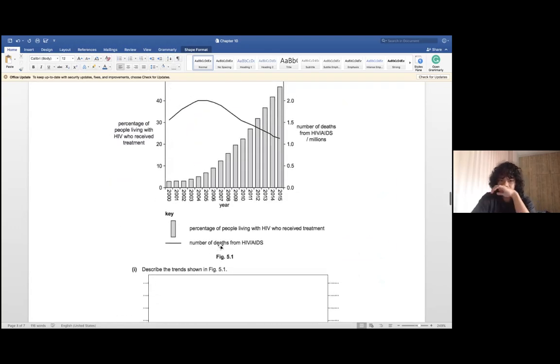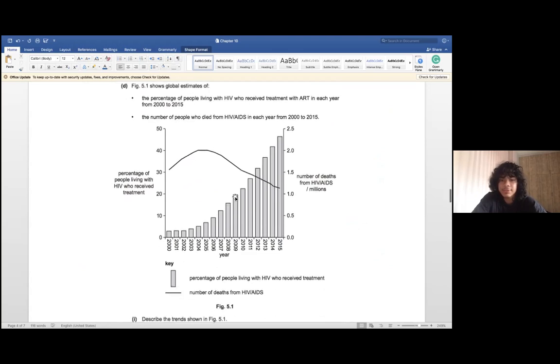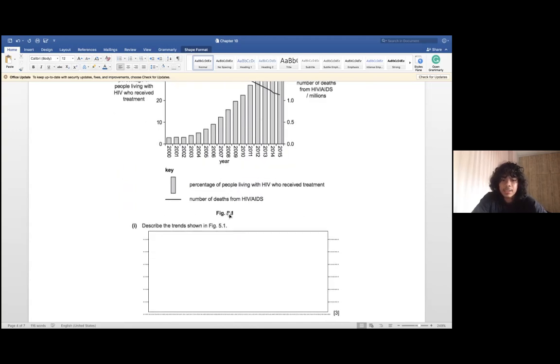Moving on. Figure 5.1 shows global estimates of the percentage of people living with HIV who received treatment with ART in each year from 2000 to 2015, and the number of people who died from HIV or AIDS in each year from 2000 to 2015. So the key here, the bar graph, is the percentage of people living with HIV who received treatment, and the line is the number of deaths from HIV and AIDS. So describe the trends shown in figure 5.1.